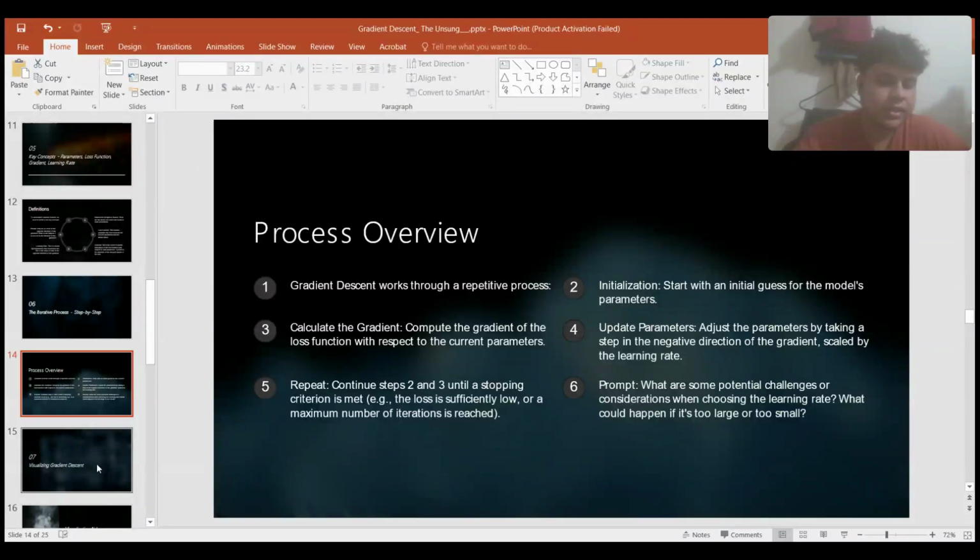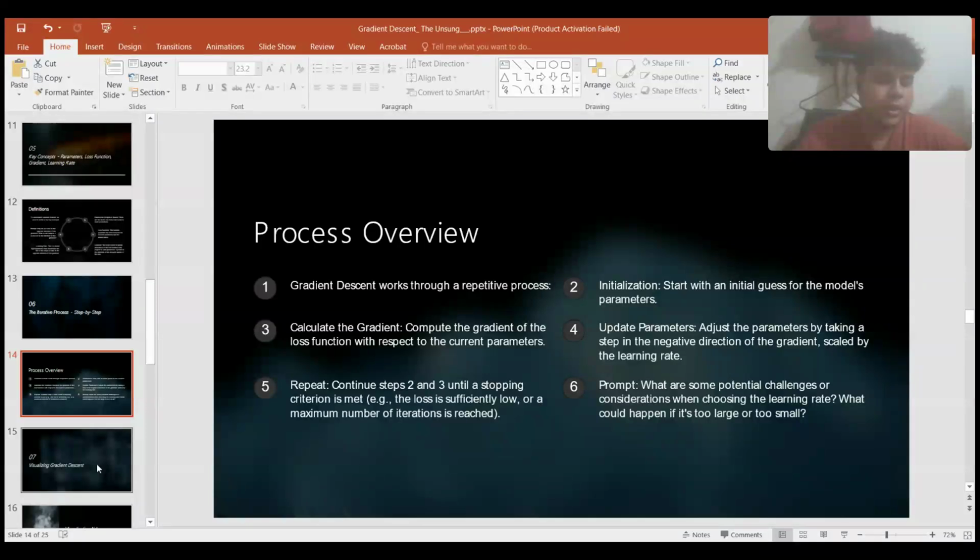Initialization. Start with an initial guess for the model's parameters. We compute the gradient of the loss function with respect to the current parameters. We adjust the parameters by taking a step in the negative direction of the gradient, scaled by the learning rate. Repeat. Continue steps 2 and 3 until the stopping criterion is met: the loss function is sufficiently low or the maximum number of iterations is reached.